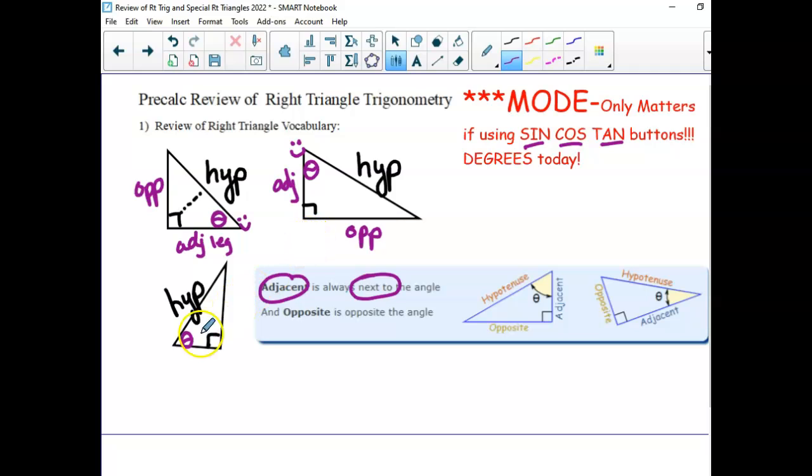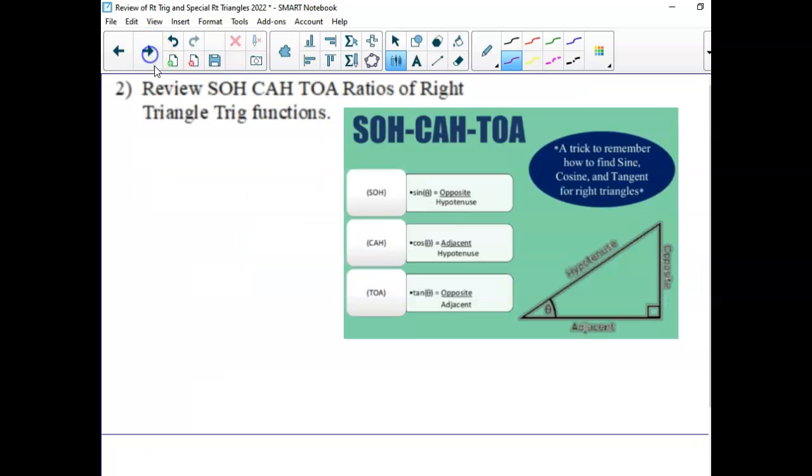Everybody good? So on this triangle, if my little theta was down in this corner, I'm standing down here. The one right next to me on the bottom here would be the adjacent leg, and the one clear across the triangle would be the opposite leg. Everybody feel comfortable? Opposite, adjacent, and hypotenuse. Those are very, very important. They'll make the whole determination for whether we can easily solve the rest of these.